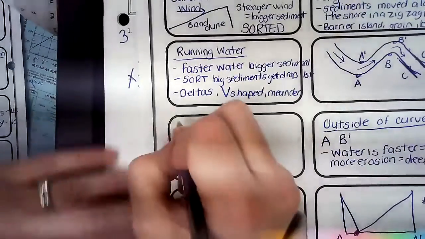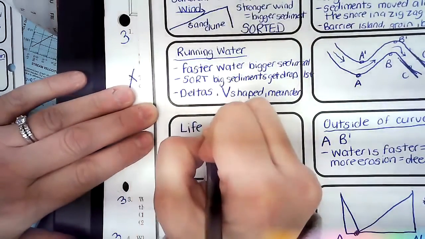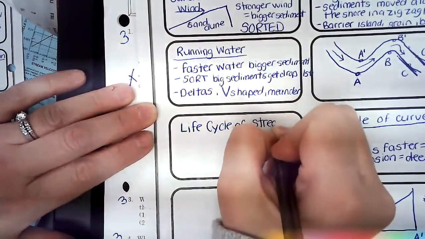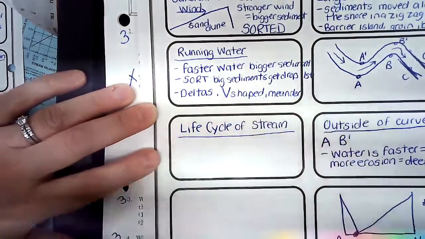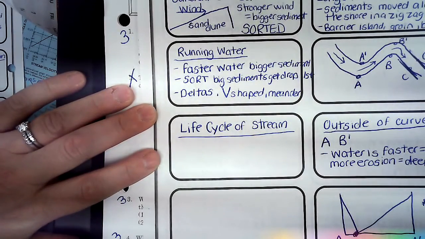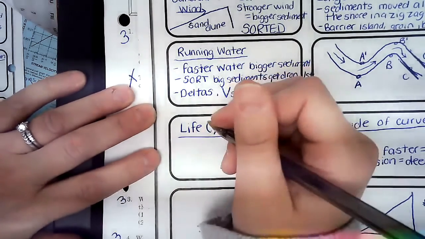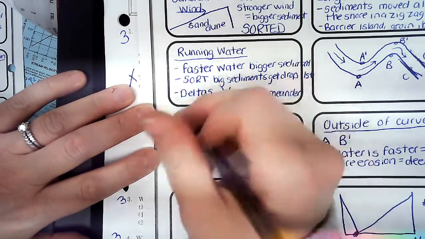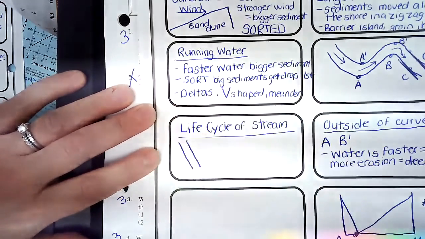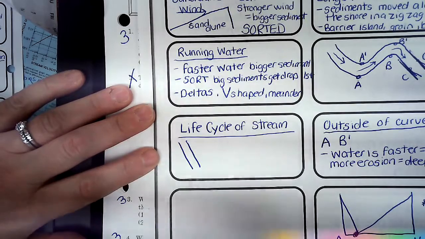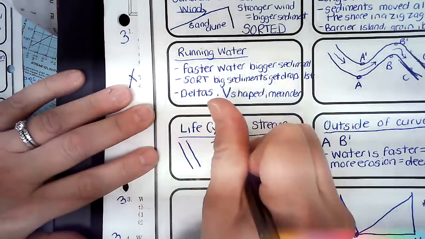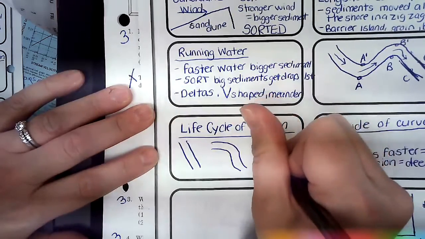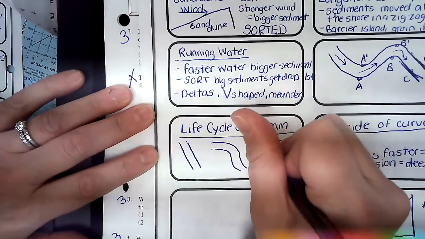All right. Life cycle of a stream. What does a young stream typically look like? Skinny. Has another really important feature. Straight. They start off straight. No wrinkles. Get a little wrinkly. And then they get really wrinkly when they're old.